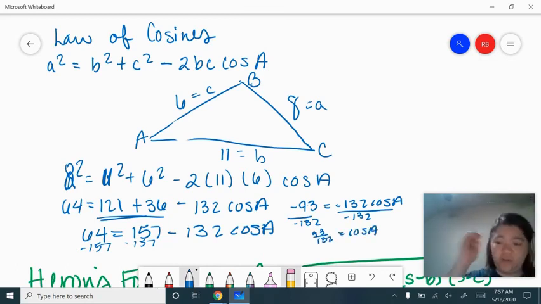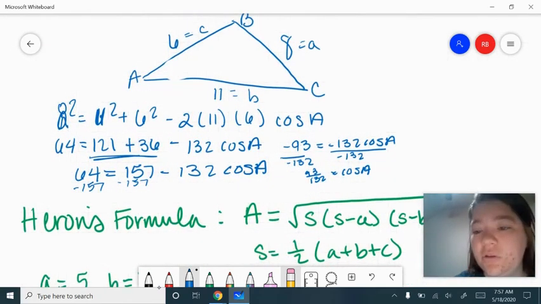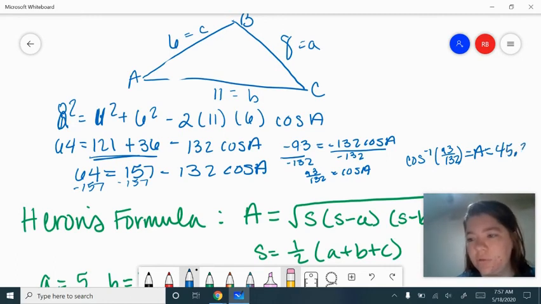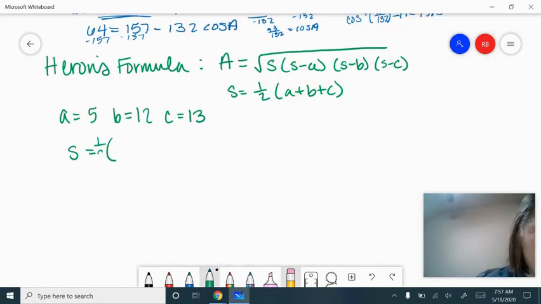However, I need just angle A. To find just angle A, we're going to do cosine inverse of 93 over 132 to get A, which equals 45.2 degrees. And on these, when you're doing a lot of cosines, they will ask you to round to the nearest tenth. And C is 13.